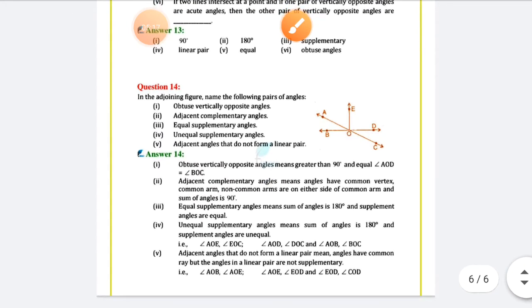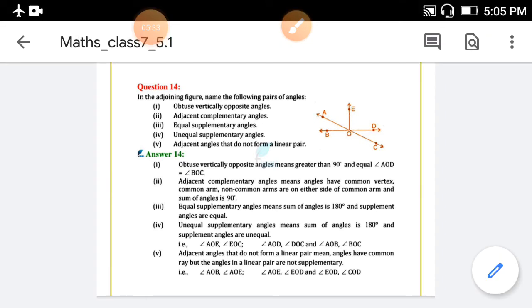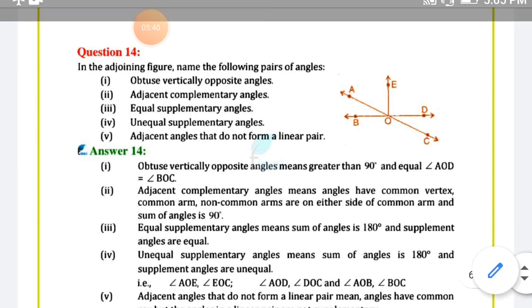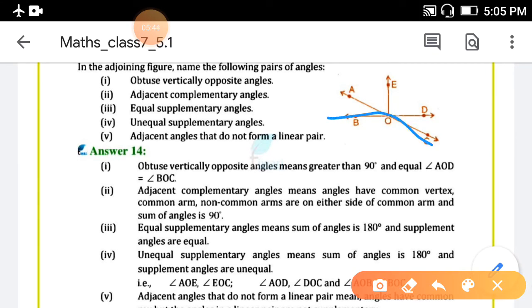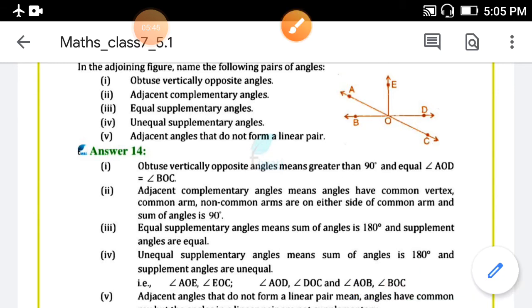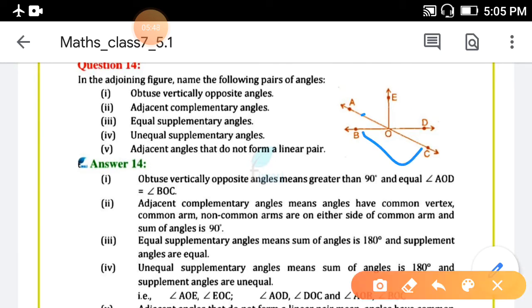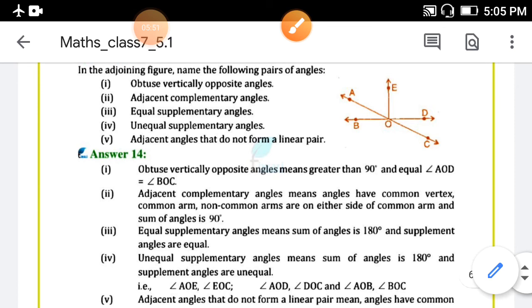Question number 14. In the following figure, name the following pairs of angles. First, obtuse vertically opposite angles. So, vertically opposite angles, AOC is also there, DOC, but it's an acute angle. You want here obtuse, more than 90. So, that is BOC and AOD.